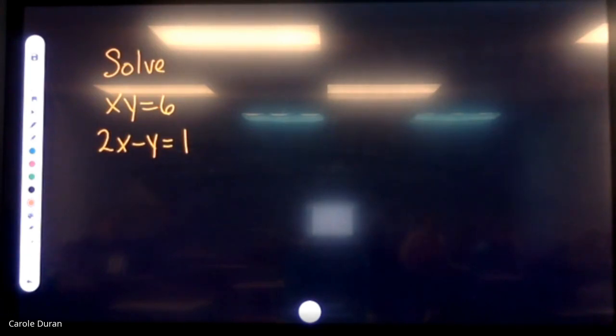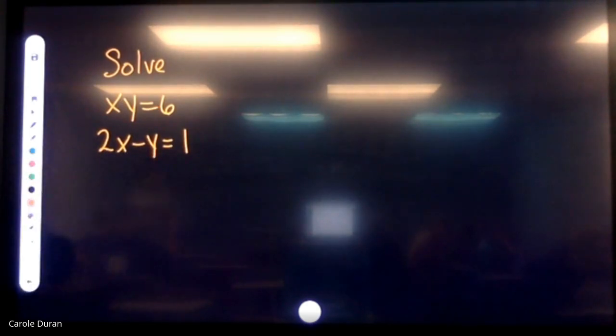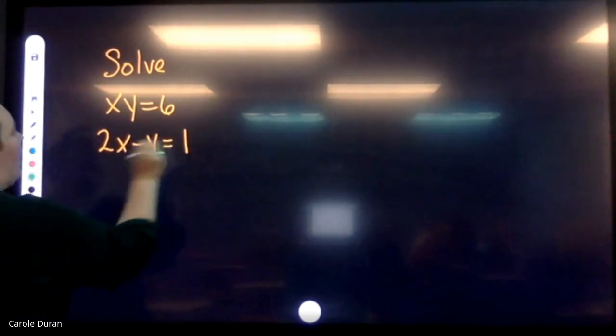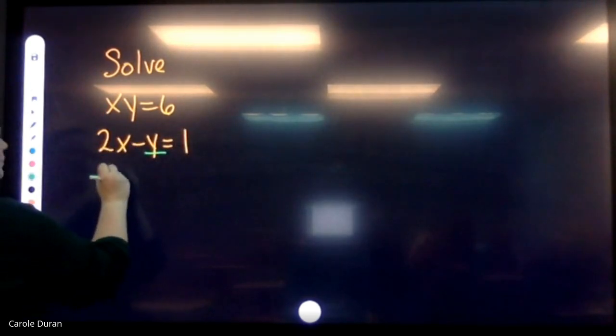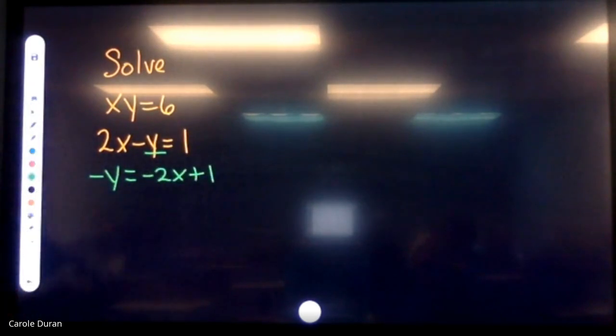So we're still going to use substitution here, which means I'm going to need to solve this bottom equation for one of my variables. Which one do you think I should solve for, x or y? Y. If I solved for x, I would have fractions because there's a 2 in front of my x. So I definitely don't want to do that. So since I'm solving for y, I'm going to subtract the 2x over, which leaves me with negative y equals negative 2x plus 1.